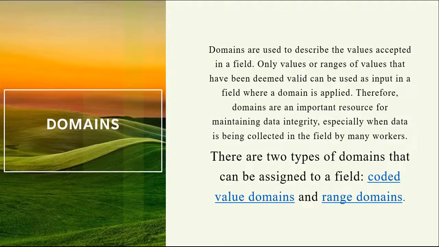Domains are used to describe the values accepted in a field. Only values or ranges of values that have been deemed valid can be used as input in a field where a domain is applied. Therefore, domains are an important resource for maintaining data integrity, especially when data is being collected in the field by many workers. Now, basically, there are two types of domain that can be assigned to a field: the coded value domain and the range domain.